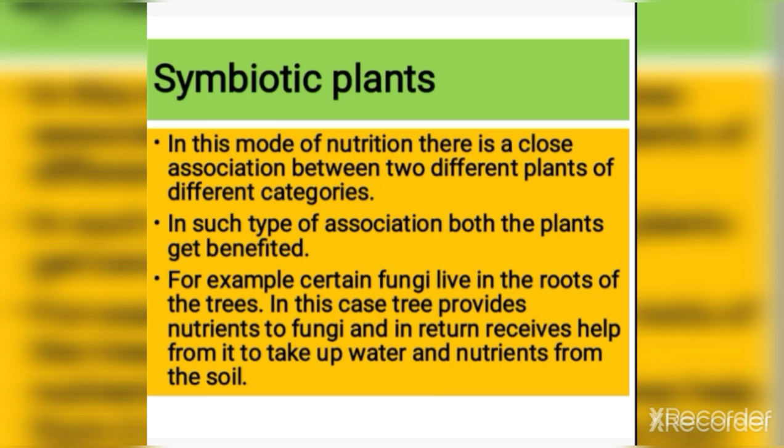For example, certain fungi live in the roots of trees. In this case, trees provide nutrients to fungi and in return receive help from them to take up water and nutrients from the soil. This type of relationship can be defined as a symbiotic relationship.